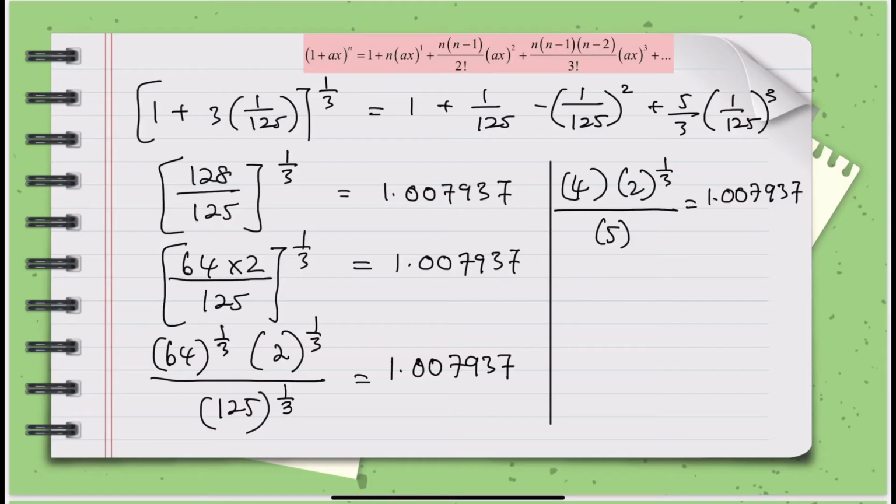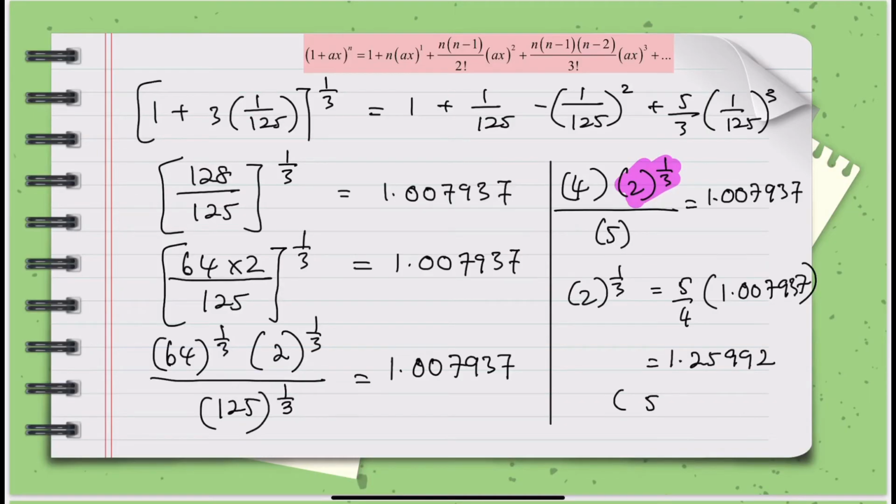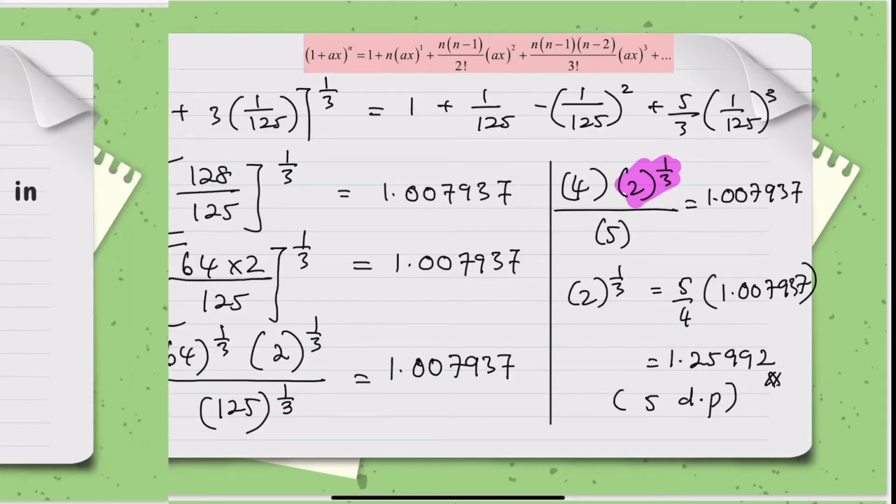After that, you need to leave 2 to the power of 1 over 3 as the subject. So, 2 to the power of 1 over 3 equals 5 over 4 multiplied by 1.007937. So this equals 1.25992, correct to 5 decimal places. So this is the answer.